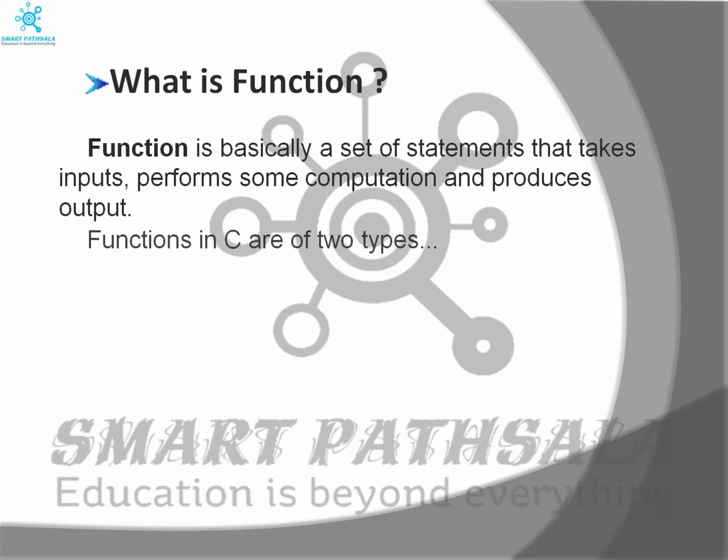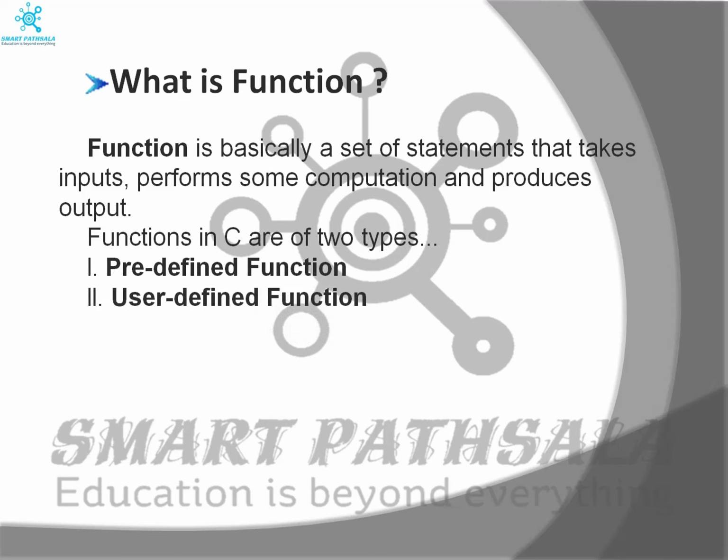Functions in C are basically of two types. The first one is the predefined function. Predefined functions are those library functions which are already defined in the header files, like printf, scanf, etc. And next comes the user defined function. User defined functions are functions which can be defined by the user as per their needs.